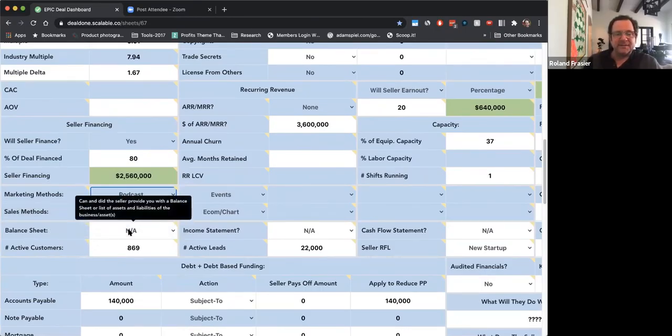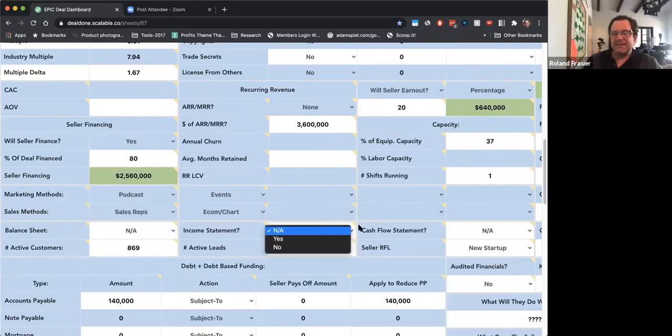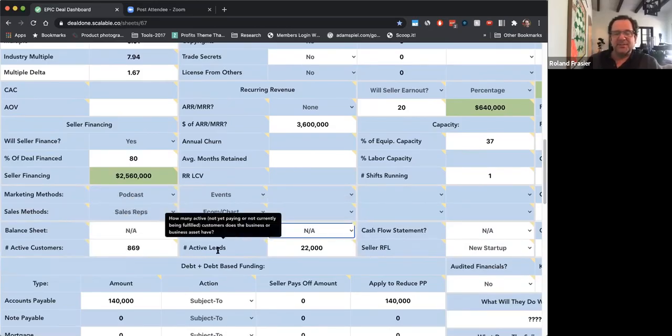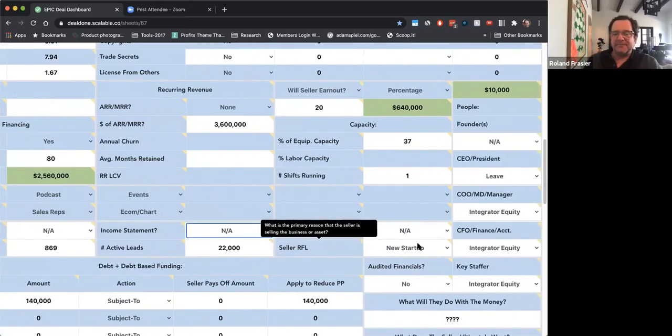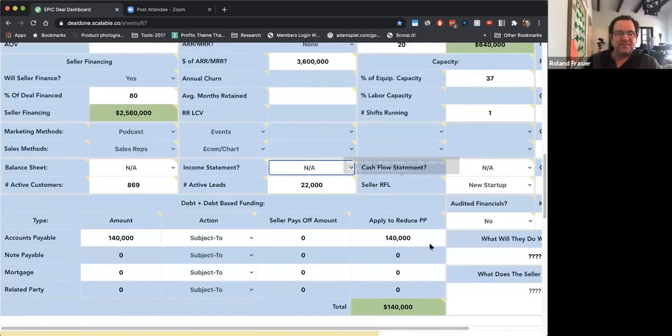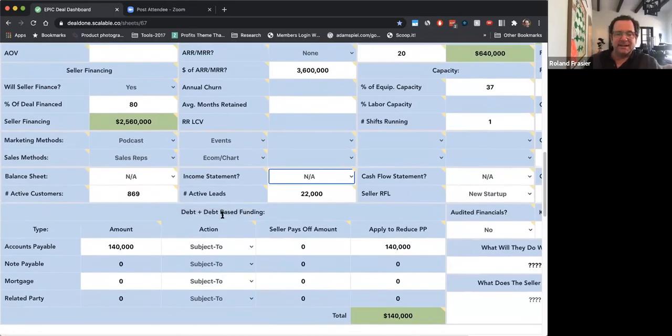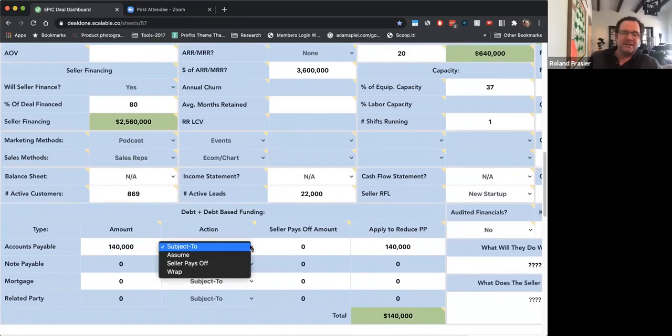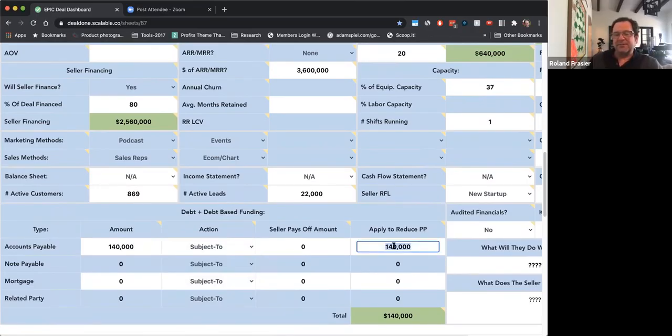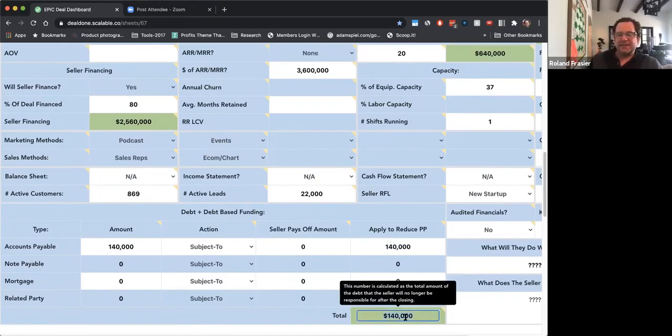And I didn't talk about financial statements, but it's nice to know whether those exist or not. We put in the number of customers and leads. And then we came over here to the bottom and we see that we've got debt in accounts payable of 140,000. What can I do? I'll probably just take that subject to, as opposed to doing a formal assumption. I won't make the seller pay it off because then it wouldn't be available to reduce the purchase price. If I take it subject to, I get credit for that 140,000. So that's another 140,000 that comes to the deal.